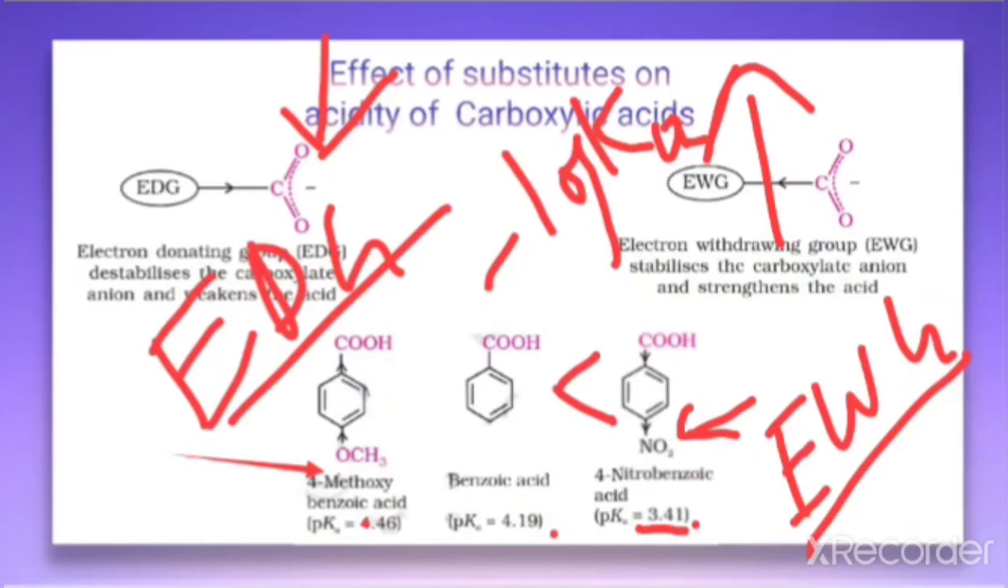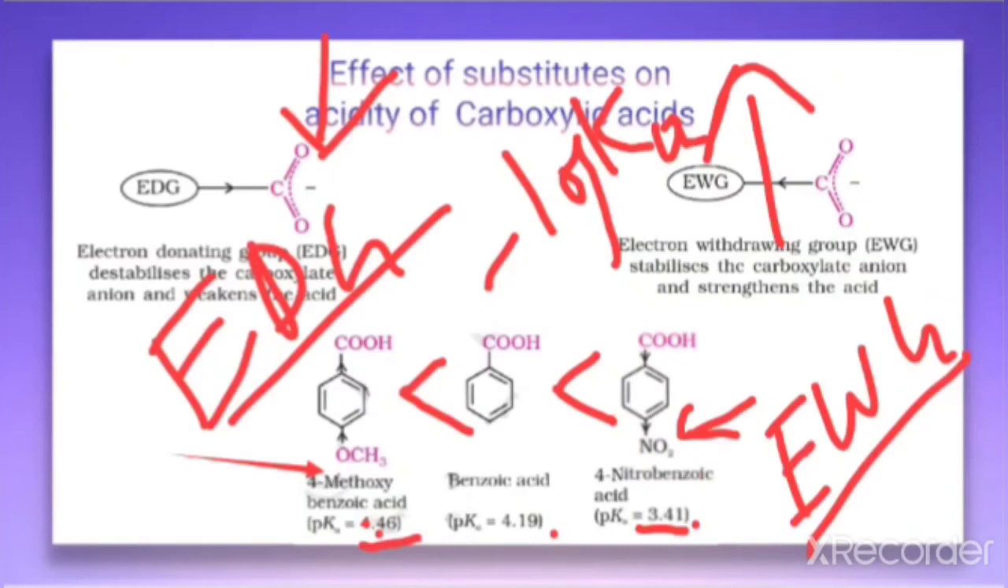But when we compare the acidic character of benzoic acid with 4-methoxybenzoic acid, in which the methoxy group is an electron donating group, the acidic character decreases. So that means these have lesser acidic character than benzoic acid. That means 4-methoxybenzoic acid has the highest pKa value. That means it has the lowest acidic character.